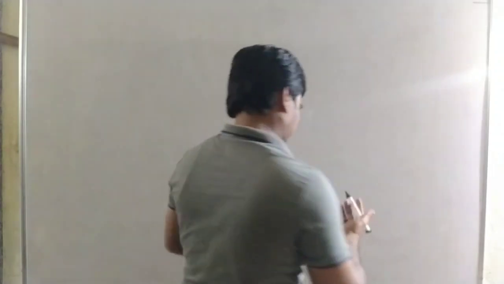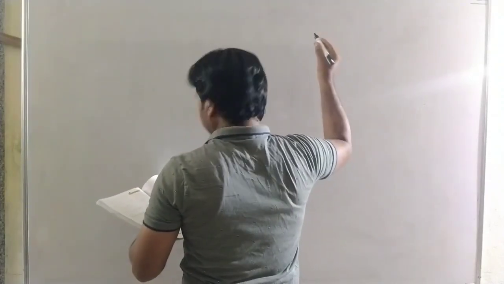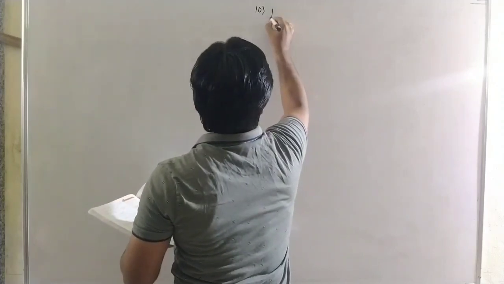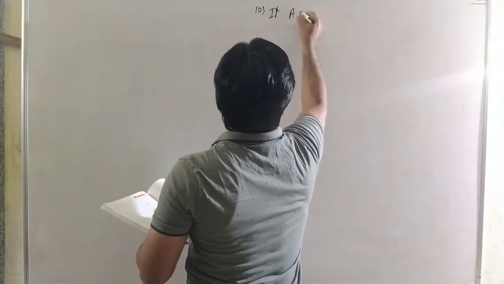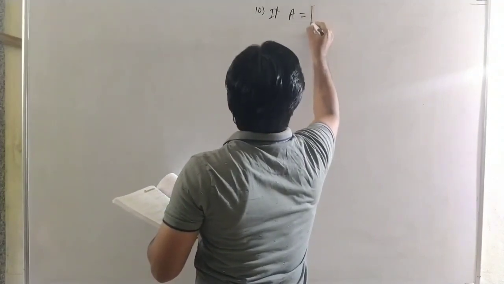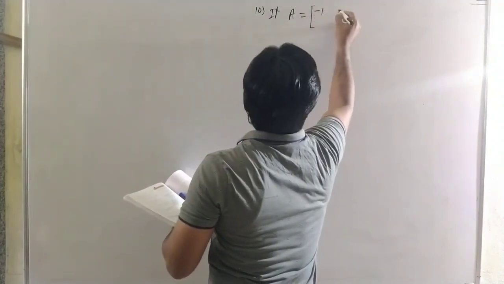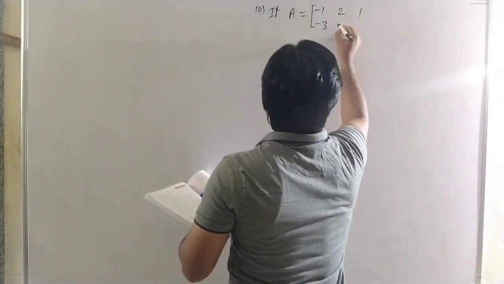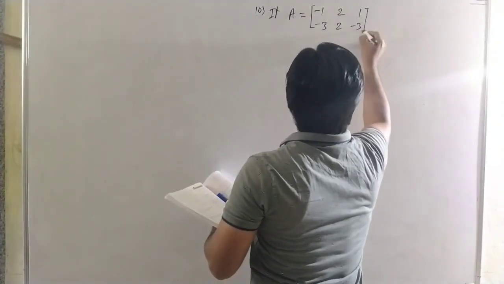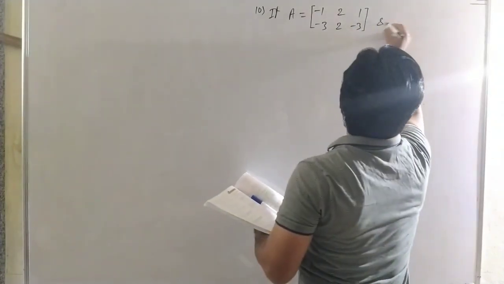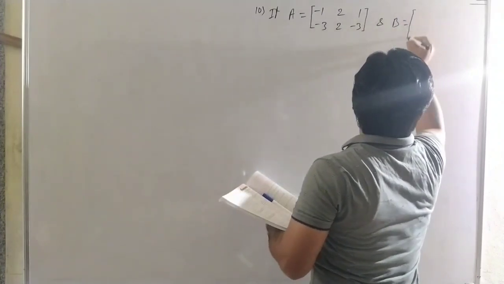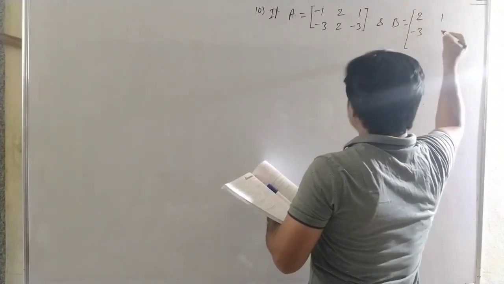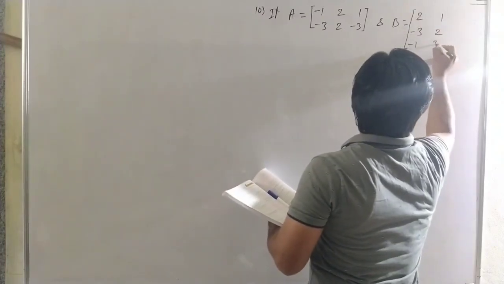Okay, here is the 10th example. If A is equal to [-1, 2, 1; -3, 2, -3] and B is equal to [2, 1, -3; 2, -1, 3].